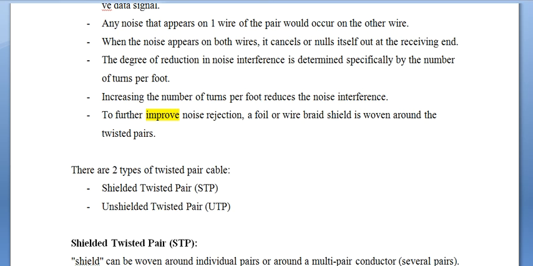To further improve noise rejection, a foil or wire braid shield is woven around the twisted pairs. There are two types of twisted pair cable: shielded twisted pair, STP, and unshielded twisted pair, UTP. Shielded twisted pair, STP: the shield can be woven around individual pairs or around a multi-pair conductor, several pairs.